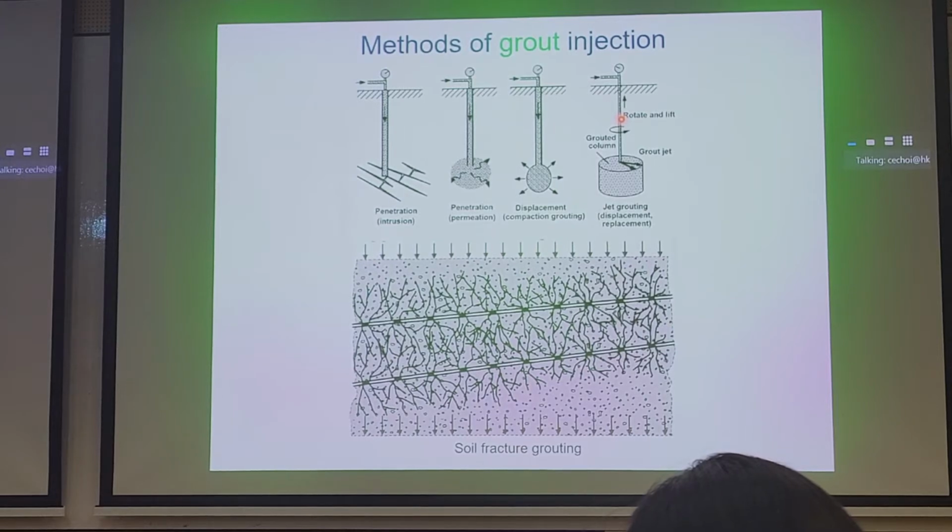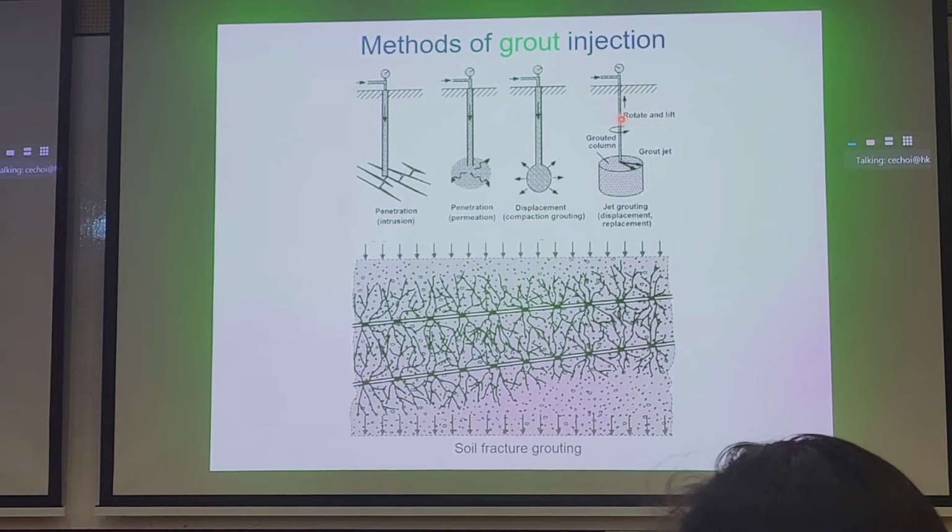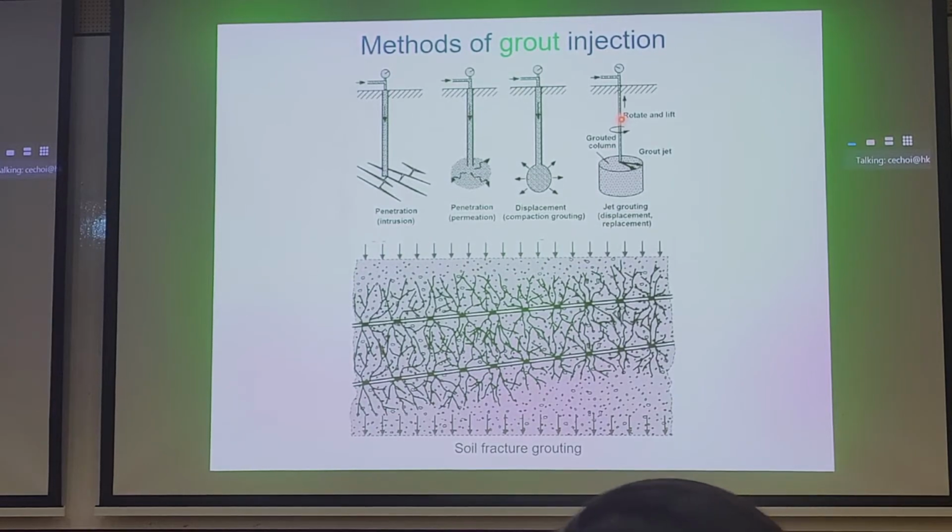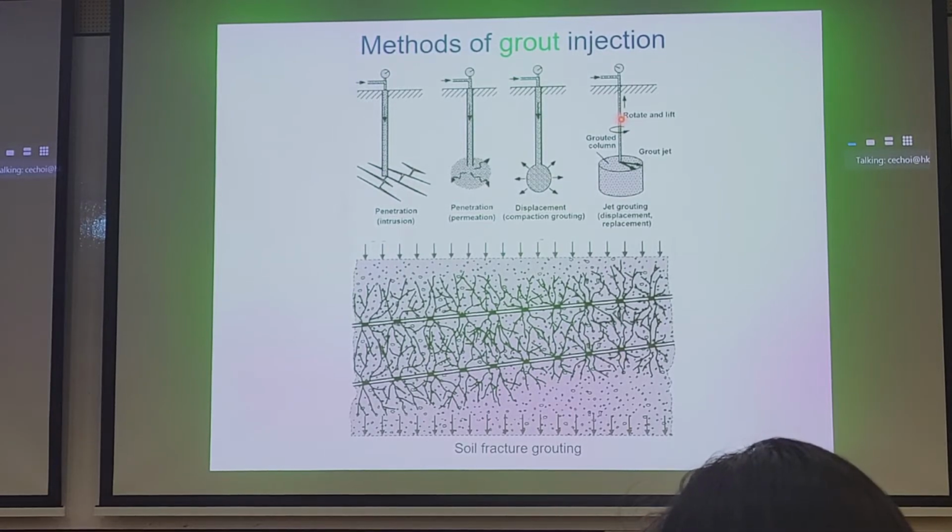The last type of method of grout injection is at the bottom of the slide. It's called soil fracture grouting. Now, this type of grouting is quite unique in that you're purposely trying to inject the grout at very high pressures. You're not leveraging the in situ permeability of the soil, or trying to move the grout through the voids of the in situ soil. Rather, you're injecting such high pressure grout that you're causing cracks. You're creating new cracks, new fissures, new fractures in the ground.